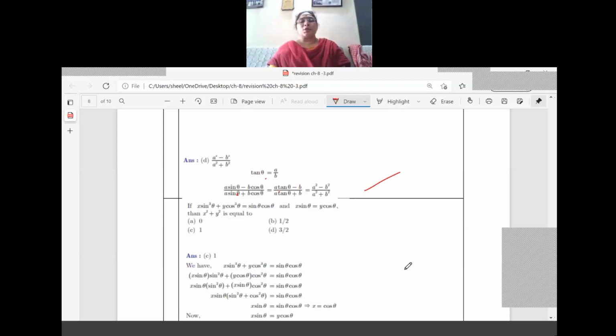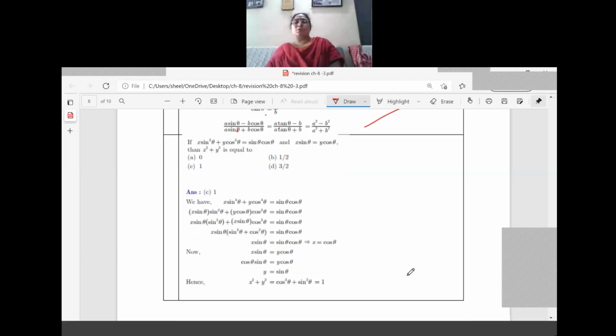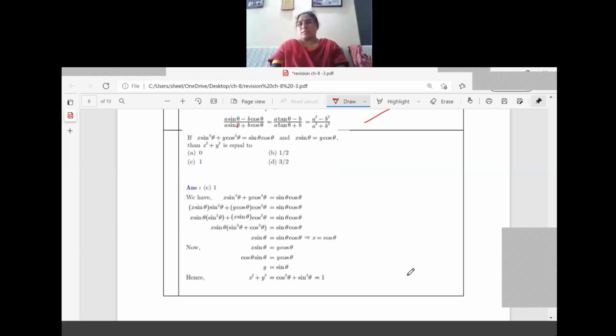If x sine cube theta plus y cos cube theta equal to sine theta cos theta, and x sine theta equal to y cos theta, find x square plus y square equal to. We have done this type of sums. To find x square and y square, we just substitute. Otherwise, from here we can find what x is and what y is. Again, you can go step by step. After the simplification, you will get it is equal to 1 only.